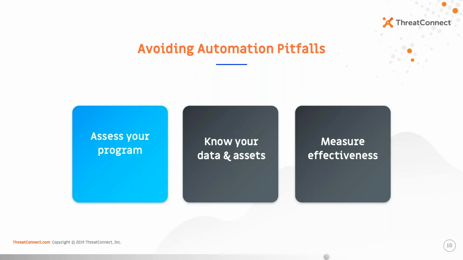Number two, know your data and assets. What are you trying to protect? Which assets should take priority? Do you know which systems hold your PII and intellectual property? Do you know which users have access and what controls are in place to protect your critical data? You should be able to answer these questions, but they're really important for orchestration because these are typically decision points in your playbooks. A lot of decisions can be made automatically based on the answers to these questions.